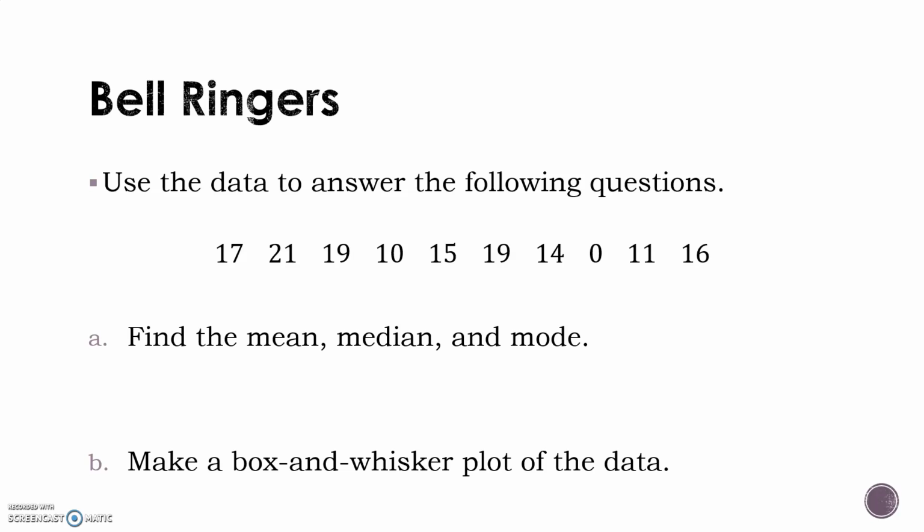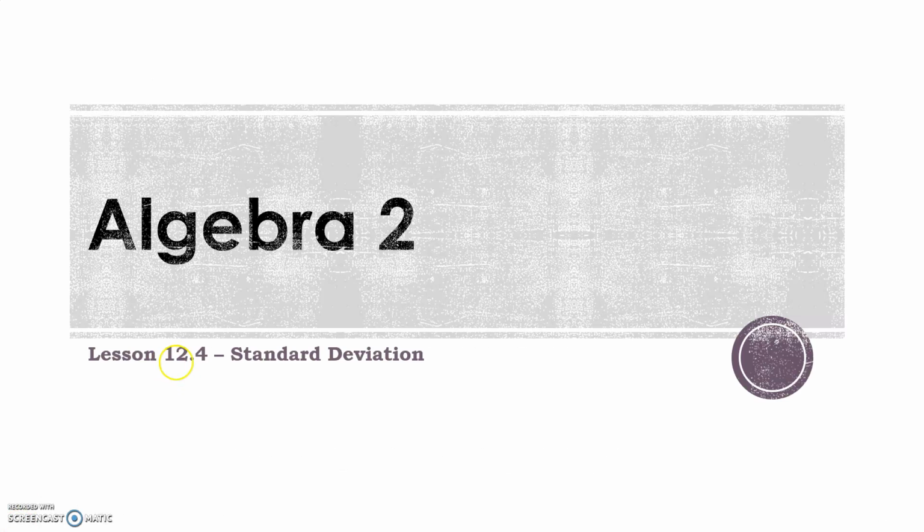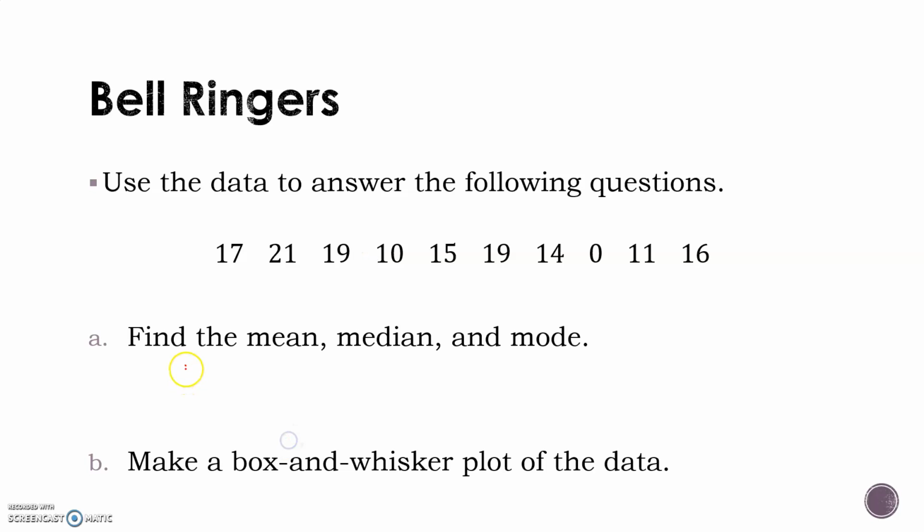Okay, so find the mean, median, and mode. Remember, with the mean, we are adding up all of the values and then dividing by the number of terms. So in this case, there's 1, 2, 3, 4, 5, 6, 7, 8, 9, 10 terms. So I'm going to add up all of these. And when I do that, I'm going to get 142 divided by 10. So the mean is going to be 14.2.